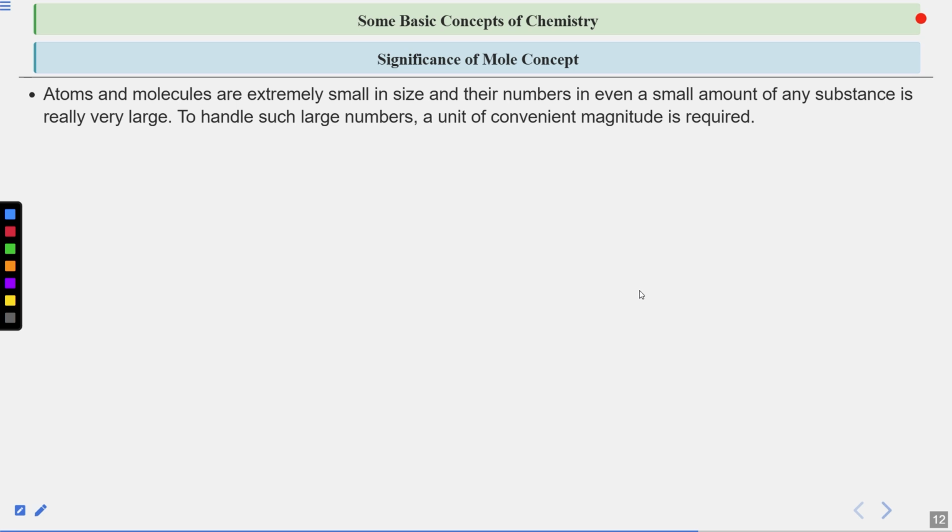Now, why are we using this mole concept? The question arises: we can simply count it, so why are we designating it as a number? The reason is that our atoms and molecules are very small in size, and it's very difficult to evaluate these large values. So for that, we have taken a unit of this and given it a constant number. So it is just for our convenience.